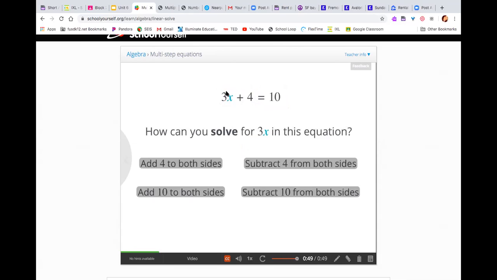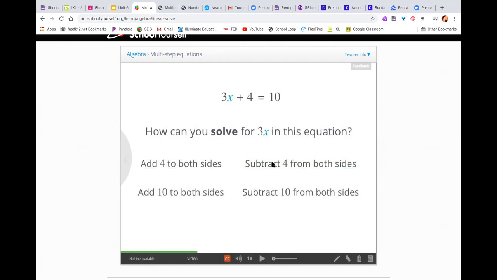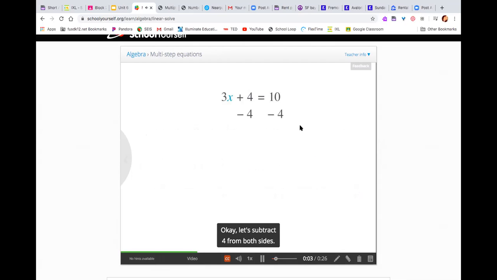All right. So he's saying, subtract 4. Yeah, because he said, I want to get 3x by itself. To do that, what do we do to the 4? We remove it. Okay, let's subtract 4 from both sides.